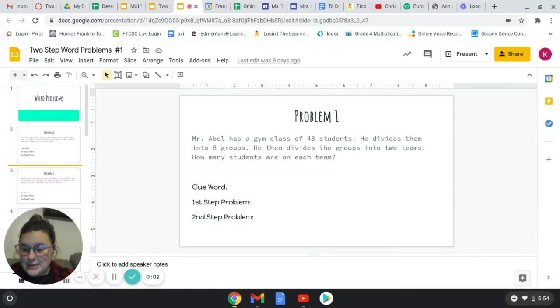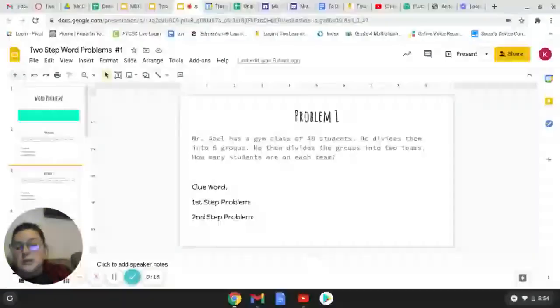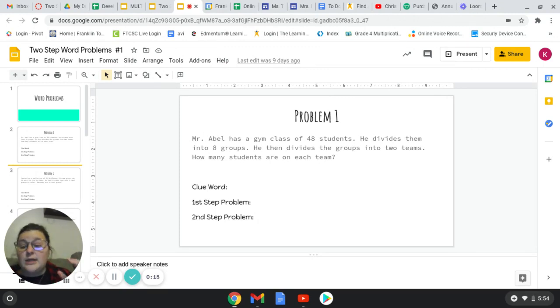We are here today to talk some more about two-step word problems. And looking back through your assignment from yesterday, I noticed that a lot of you did really well with identifying what to do for the first step and identifying the clue word, but kind of struggled with understanding what to do with the second step and just how to find the answer.